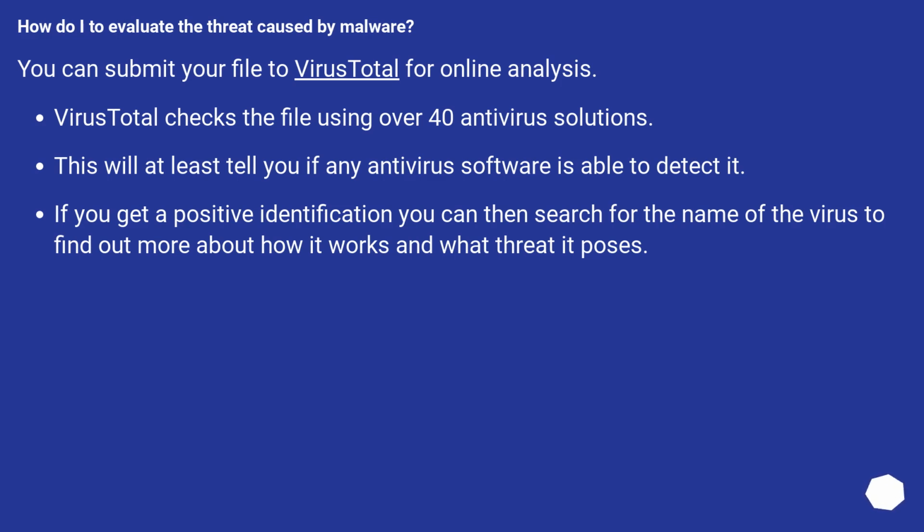How do I evaluate the threat caused by malware? You can submit your file to VirusTotal for online analysis. VirusTotal checks the file using over 40 antivirus solutions. This will at least tell you if any antivirus software is able to detect it. If you get a positive identification, you can then search for the name of the virus to find out more about how it works and what threat it poses.